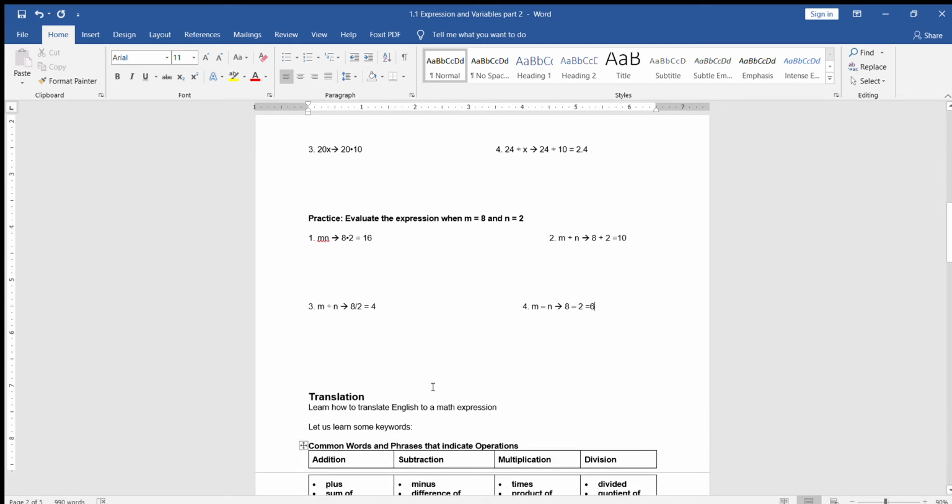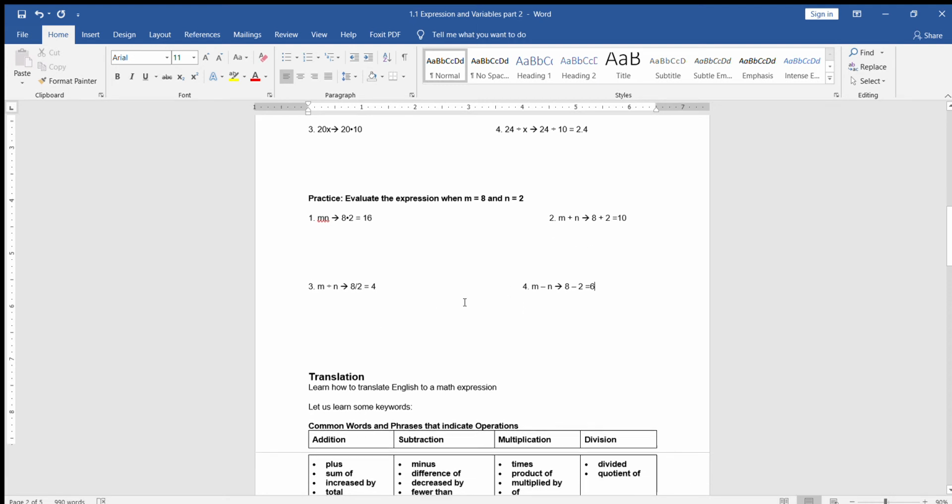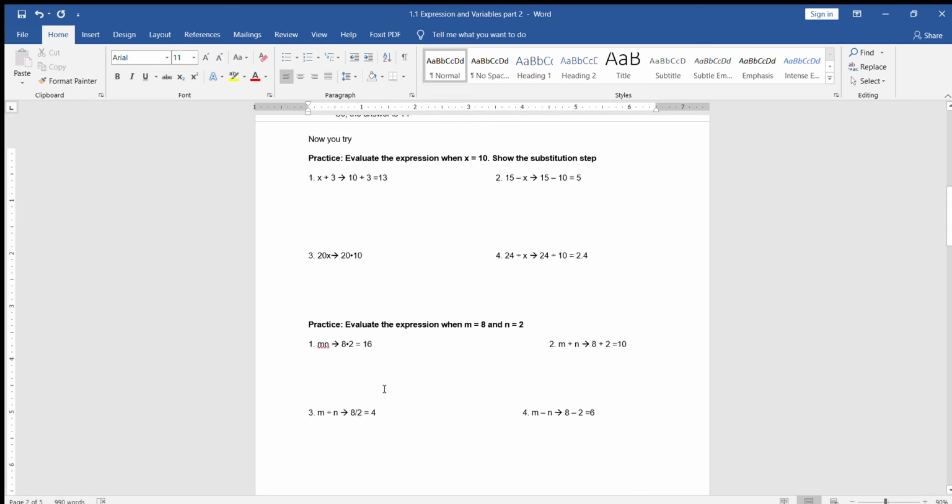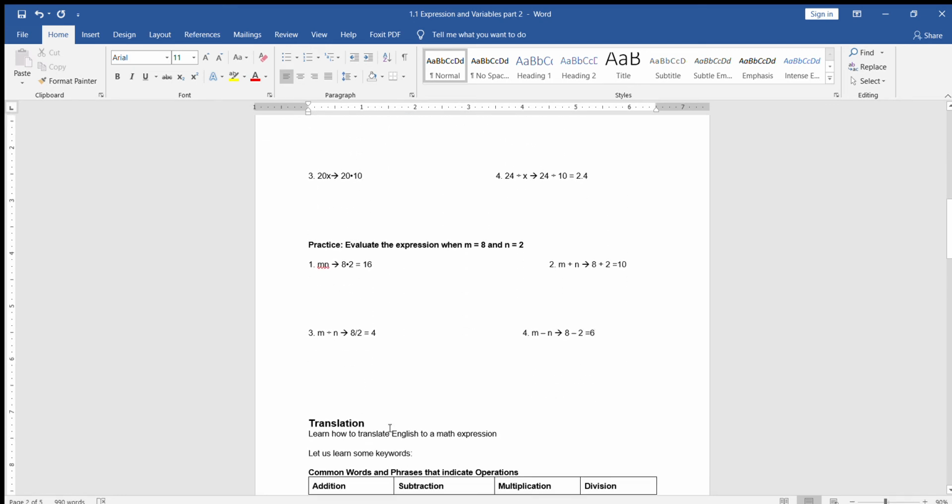Now that we're done with evaluating, let's try translations. So what does translation do? We're just going to translate English to math expressions.